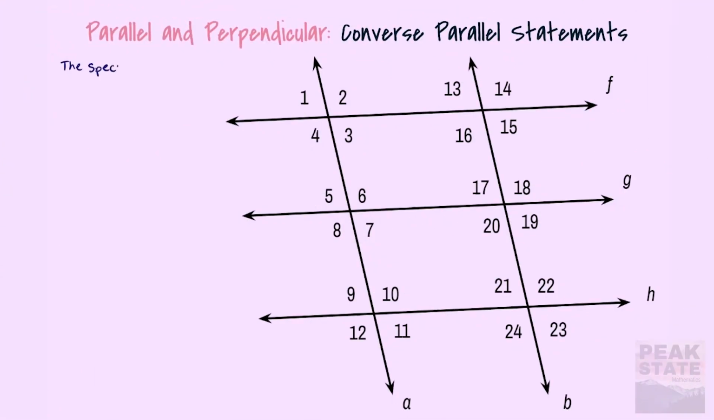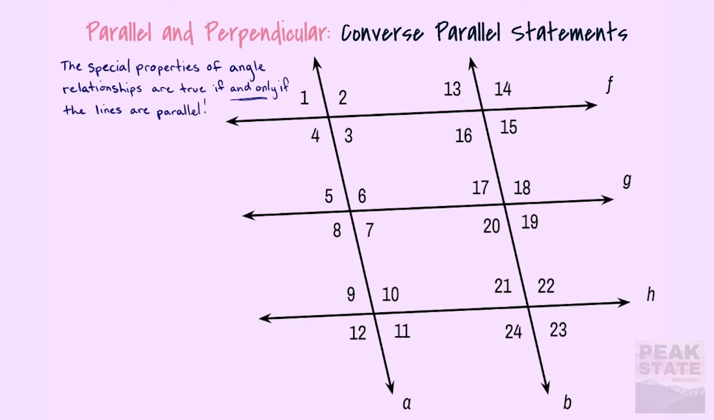Welcome back to another episode of Peak State Mathematics. We're going to take a look at our parallel and perpendicular lines unit. We just got done talking about all the different properties we have with our parallel lines and those angle relationships. We're going to take a look now at the converse of those statements, because all of those special properties with our angle relationships and parallel lines are true if and only if the lines are parallel. That's that two-way conditional statement we have.